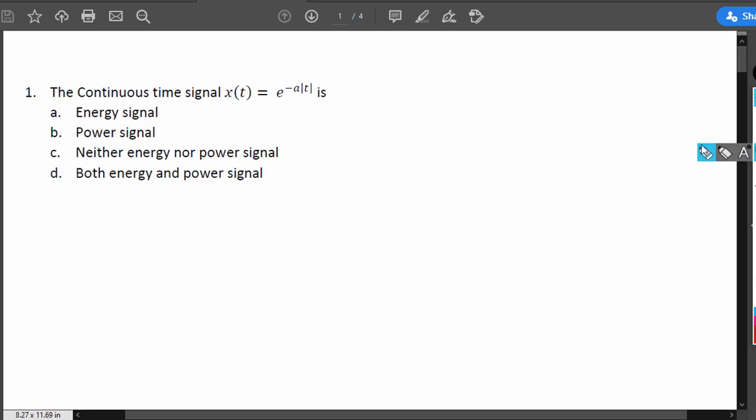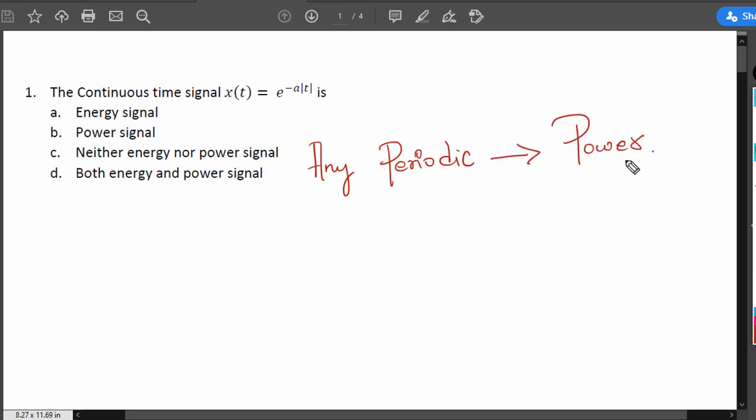In order to answer this question, you should know that any periodic signal you take is actually a power signal. If it is a non-periodic signal, basically it's an energy signal. Again, we cannot just directly conclude that it's an energy signal. We'll have to do some mathematics, but still, in a vague way, we can say that if it is a non-periodic signal, it is an energy signal. Depending upon the option, you have to decide how to approach the problem.